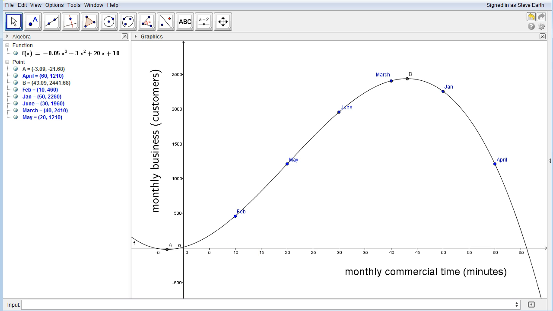So remember the question said, what's the most number of customers you could ever have? So this is the high point of our curve, B, and if you look at the y-coordinate, which represents the number of customers, 2,441.68. So that's saying according to this mathematical model, that's the most number of customers we could ever have.